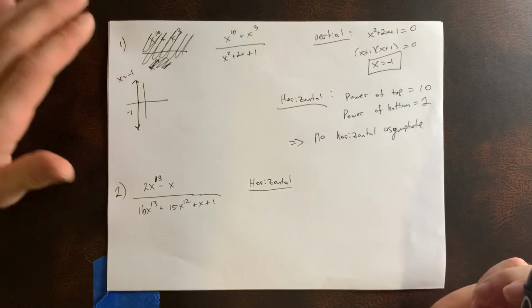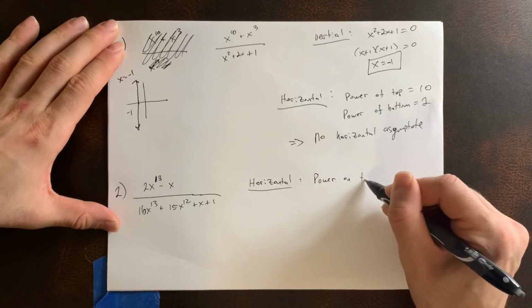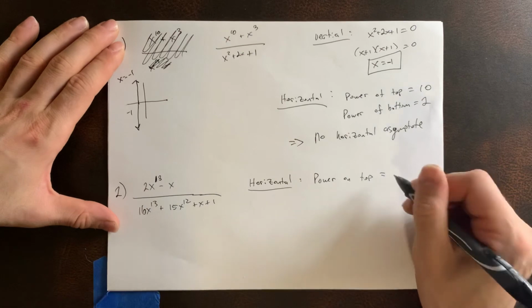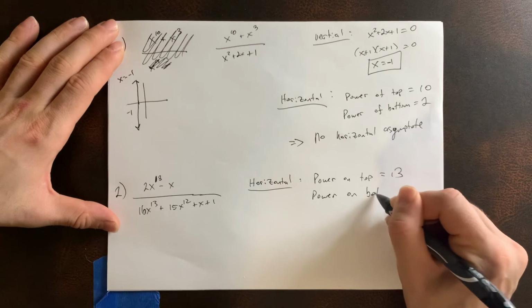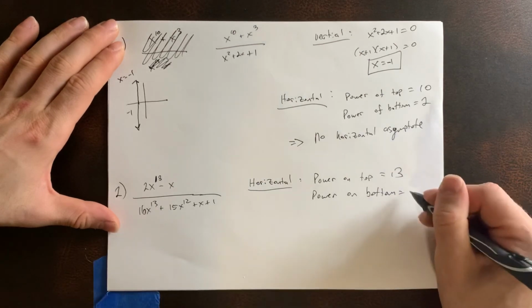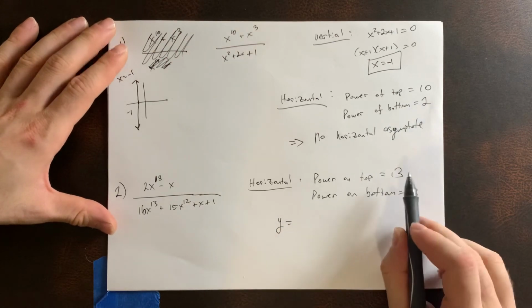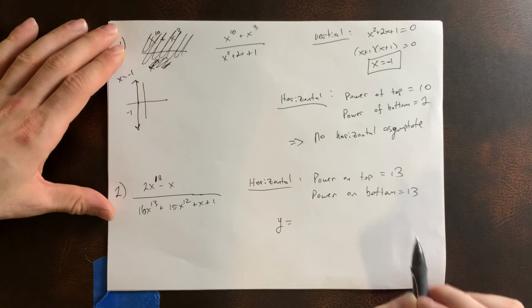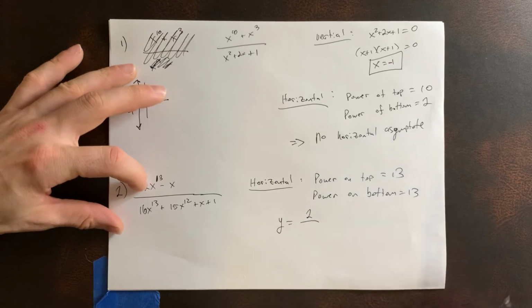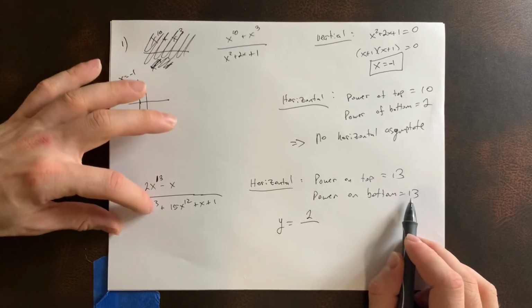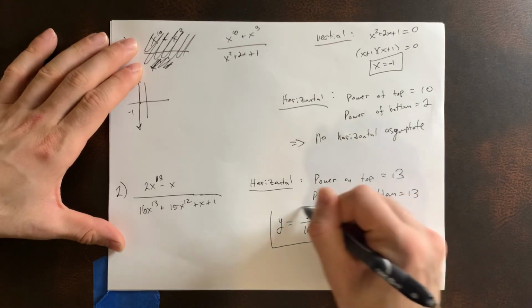Okay, so all we have to care about is the power on the top and the power on the bottom. Power on the top, the biggest one's a 13. Power on the bottom, also equals 13. So on the previous page, that means that the horizontal asymptote is going to be y equals the number in front of this power on the top divided by the number in front of this power on the bottom. So the number in front of the 13 on the top is a 2, so we're going to have 2. And then the number in front of the power on the bottom is 16. So that just equals 1 over 8. So that's going to be our horizontal asymptote.